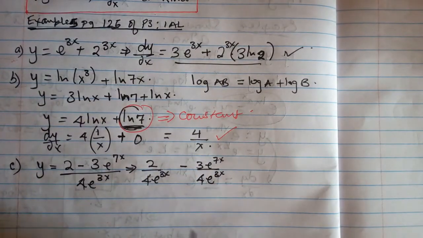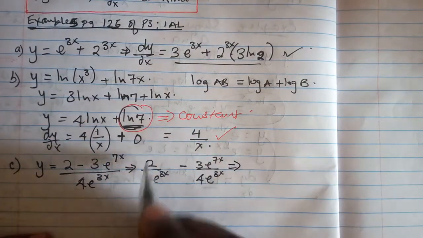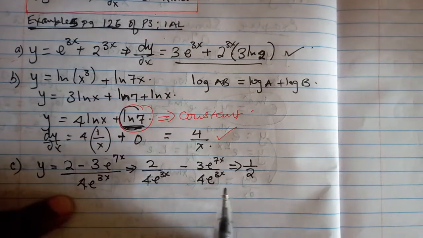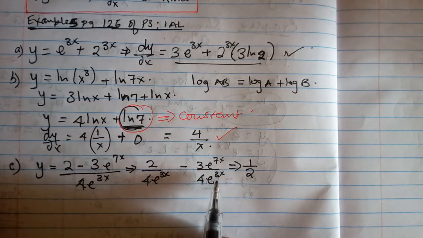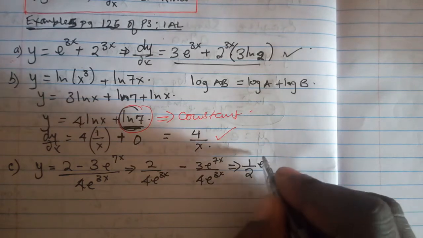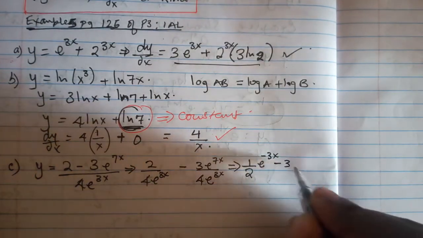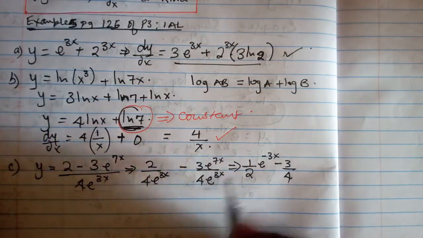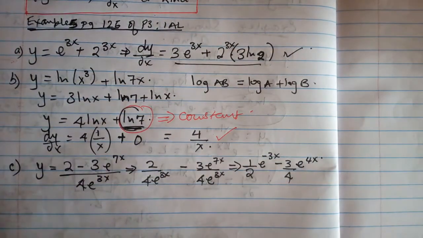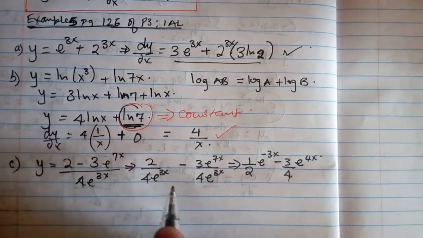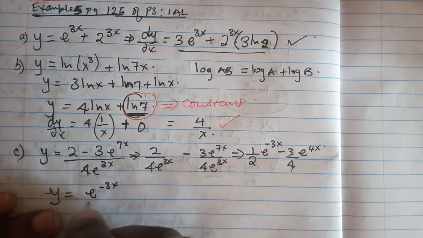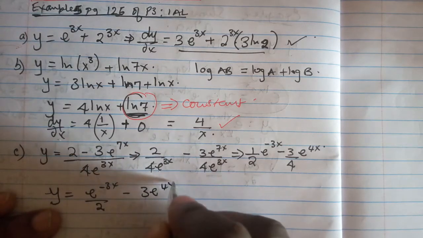According to the laws of indices, the first one is going to be 1 over 2. Then because we cannot differentiate with respect to x when it is in the denominator position, this one has to go up there. So we have e raised to power minus 3x, minus 3 over 4 multiplied by the same thing, e raised to power 7x minus 3x, which is e raised to power 4x. If you clean this up a little bit, y equals e raised to power minus 3x over 2 minus 3e raised to power 4x over 4.